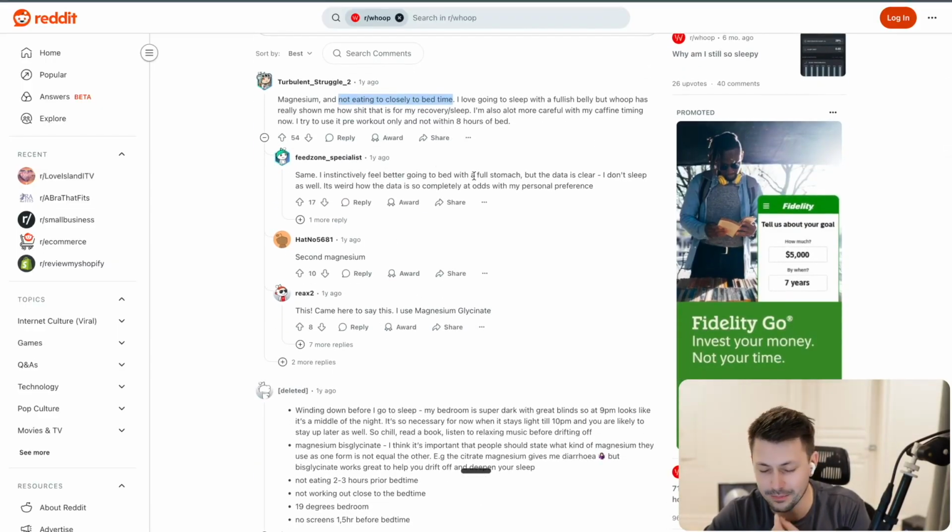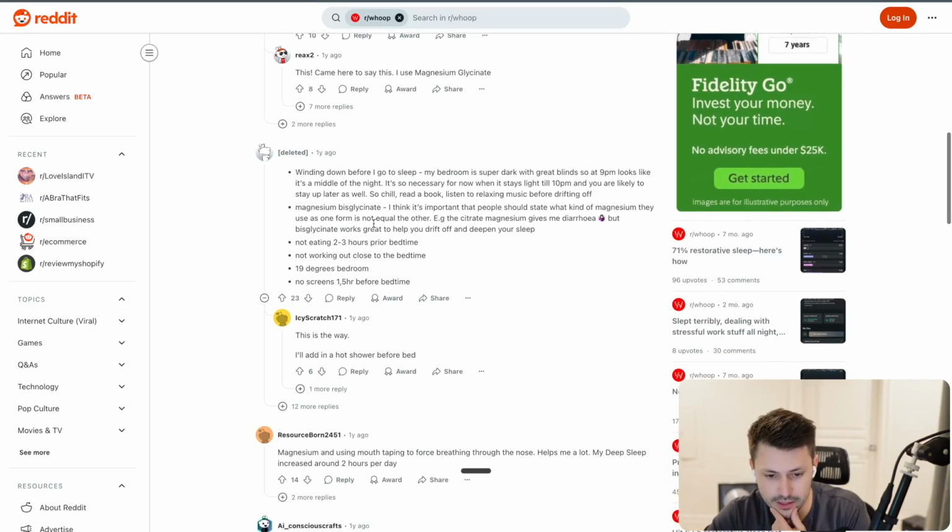So maybe we can look at some other experiences: wishing for winding down before I go to sleep. My bedroom is super dark with great blinds, so 9 p.m. looks like it's the middle of the night. It's necessary for now when it stays light till 10 p.m. Right? So I love this. 9 p.m. looks like it's the middle of the night. That's an amazing hook just in itself.